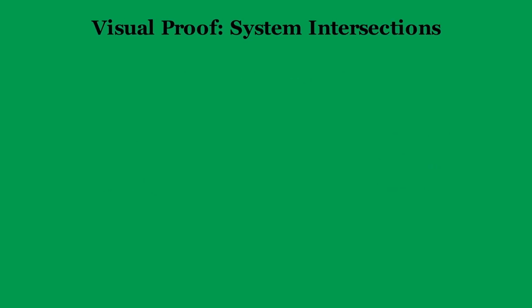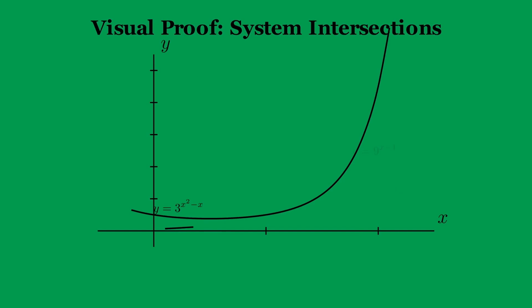Visual verification. Let's verify these solutions graphically. Plot the functions y equals 3 raised to the power of x squared minus x and y equals 9 raised to the power of x minus 1. The two curves intersect at exactly 2 points. The first intersection occurs at (1, 1), corresponding to x equals 1. The second intersection occurs at (2, 9), corresponding to x equals 2. The graph confirms that both algebraic solutions are correct.